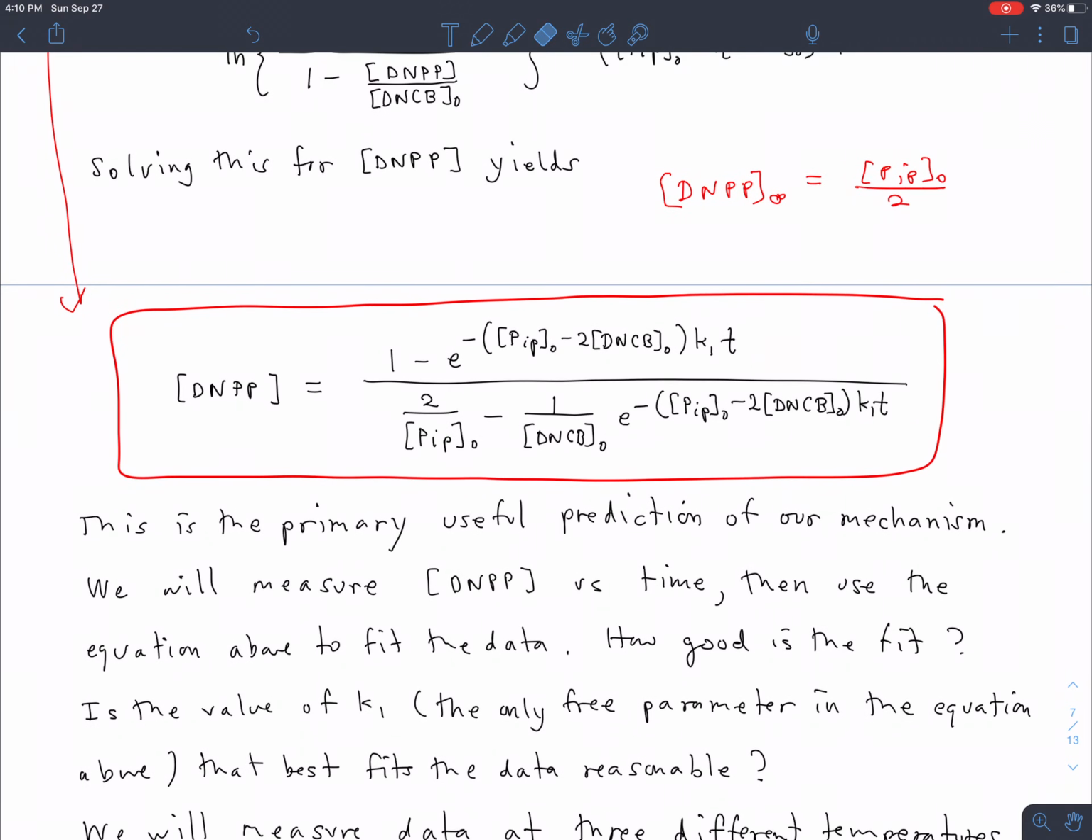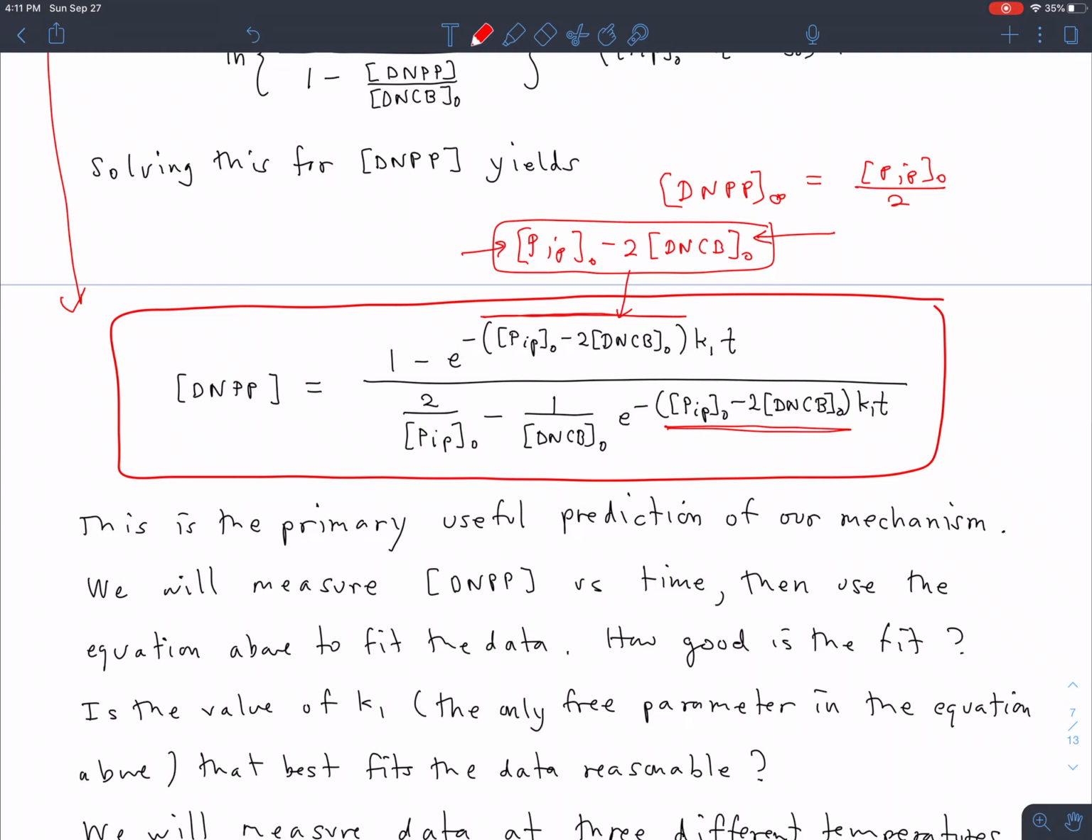Another thing worth pointing out is that in these exponentials, there's this quantity right here. That is, the initial piperidine concentration minus 2 times the initial DNCB concentration is an effective single concentration that goes into the equations both here and here, which means that if we put in twice as much piperidine initially as there was DNCB, in other words, if we put in stoichiometric amounts of DNCB, then this will be a 0, that will be a 0, and things will obviously simplify down quite a bit.